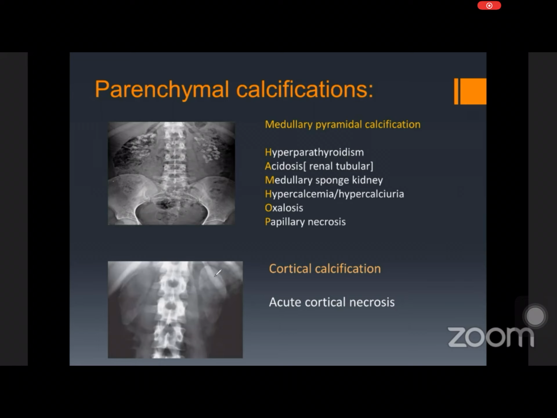So cortical calcification is relatively rare, and it can be seen as a sequela of acute cortical necrosis. Here we see a rim of calcifications along the outer cortex of the right kidney. This is typical of a cortical nephrocalcinosis.